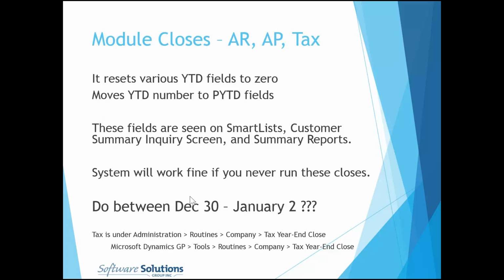Module closes for AR, AP, and tax. What do these do? They reset various year-to-date fields to 0 and move the year-to-date number that's currently there to the prior year-to-date fields. You will see these fields on smart lists, screens such as the customer summary inquiry screen, the vendor one, and summary reports. The system will work fine if you never run these closes, and I've run into lots of clients that never ran them. If you want to run them, ideally run them in that perfect window between December 30th and January 2nd. And then I give you the path to tax.